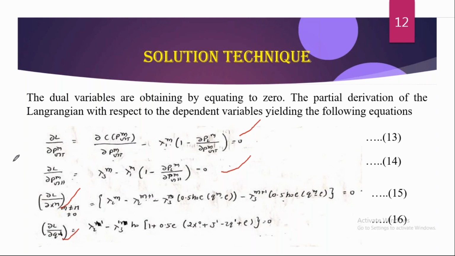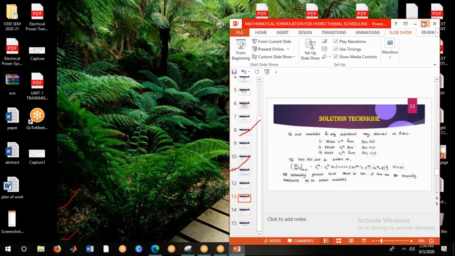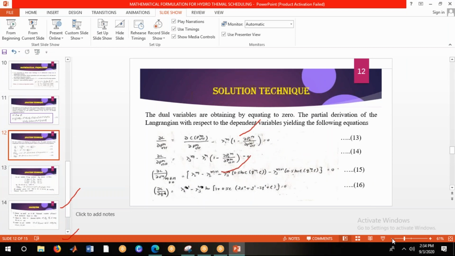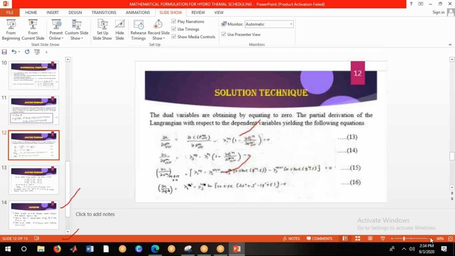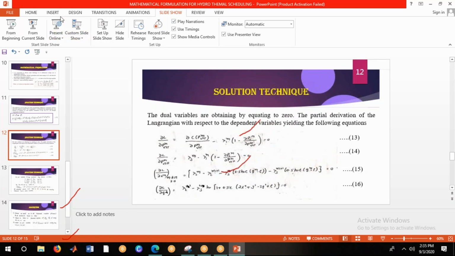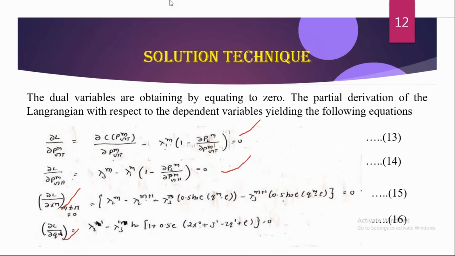See, if you compare this equation with equation 12, when equation 12 is differentiated with respect to the power generation by the thermal power plant, you will get it like this. This is the equation you can get. So note down these four equations and compare them with the 12th equation. Then only you can understand that.